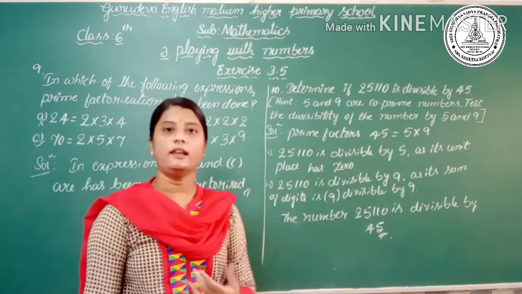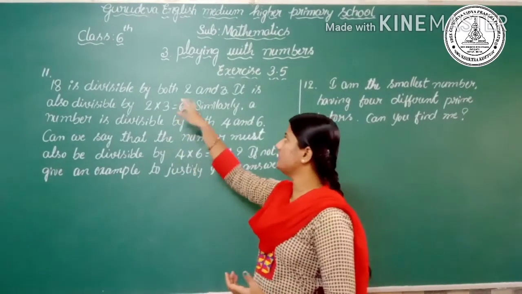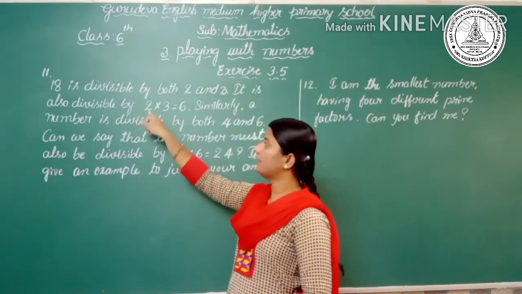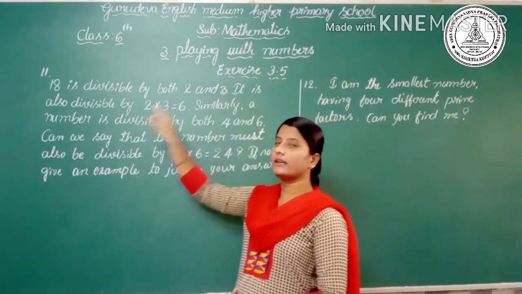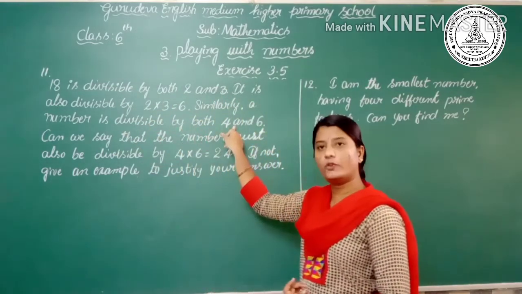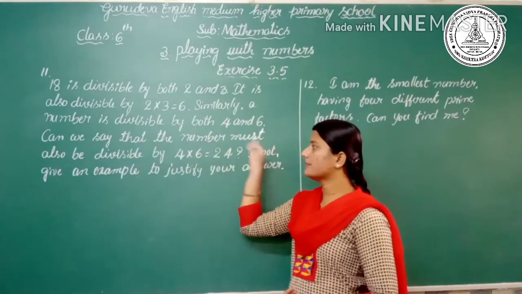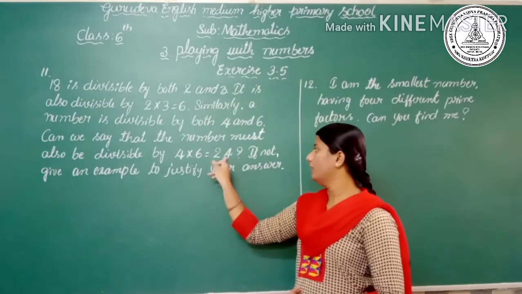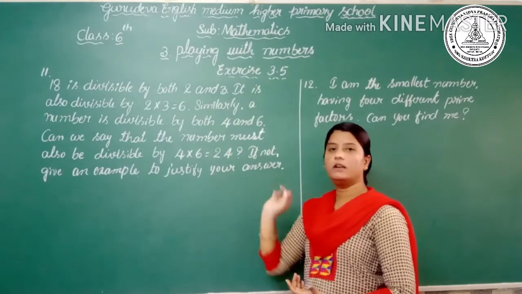Yes. Let's go to the 11th question. The 11th question is: 18 is divisible by both 2 and 3. It is also divisible by 2 times 3, which is 6. Similarly, a number is divisible by both 4 and 6. Can we say that the number must also be divisible by 4 times 6, 24? If not, give an example to justify your answer.